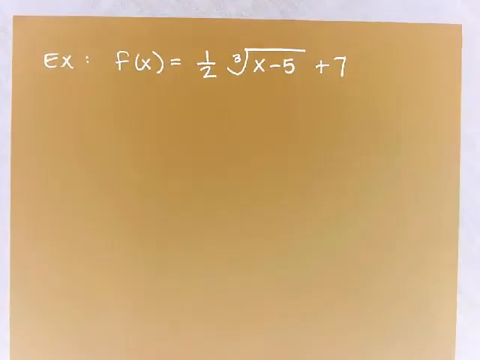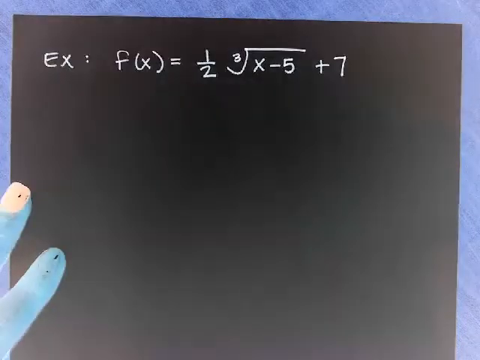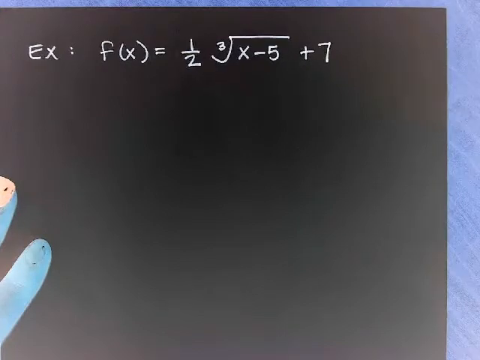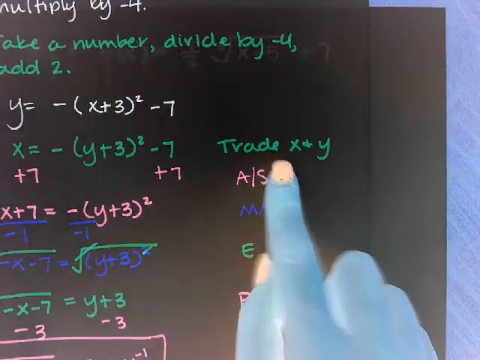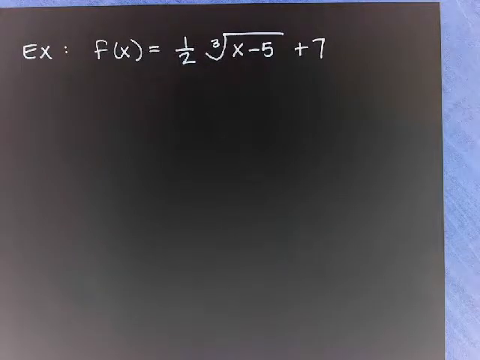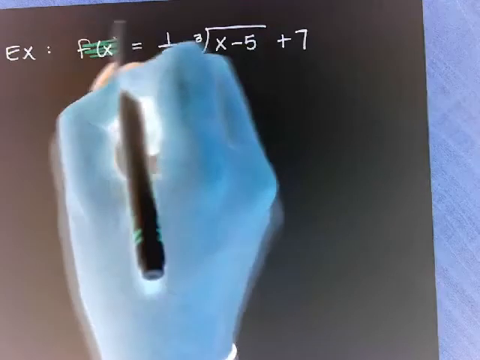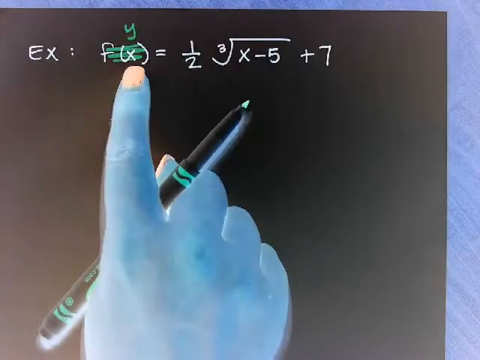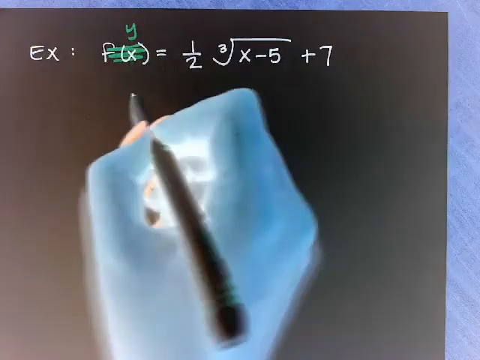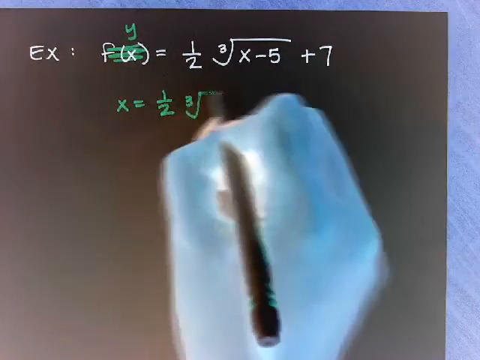Give it a second. I think it's going to make the colors look better, maybe. Okay. All right, so first step is to what? Trade the x and the y. Okay, so first step, and this right here, f of x, is another way of saying y. Oh, look at that. I drew over it, but it didn't even do anything. All right, so trade the x and the y.